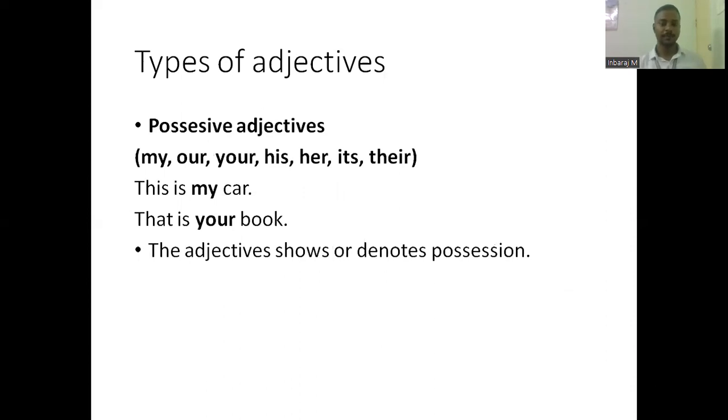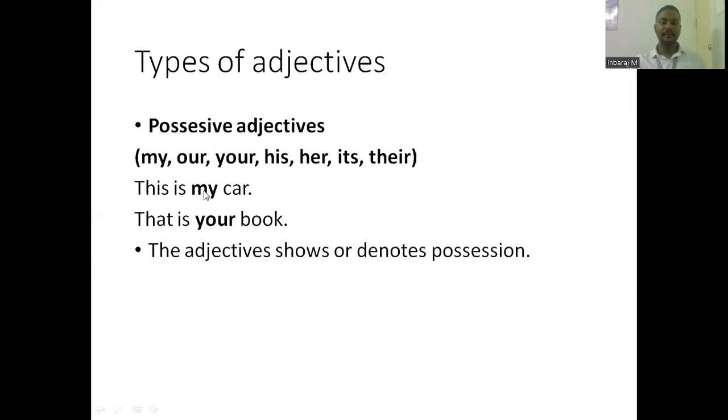And the fourth type of adjective that you should know is the possessive adjective. See, my, your, his, her, its, their, all these are possessive adjectives. And possessive adjectives are adjectives that show or denote possession.